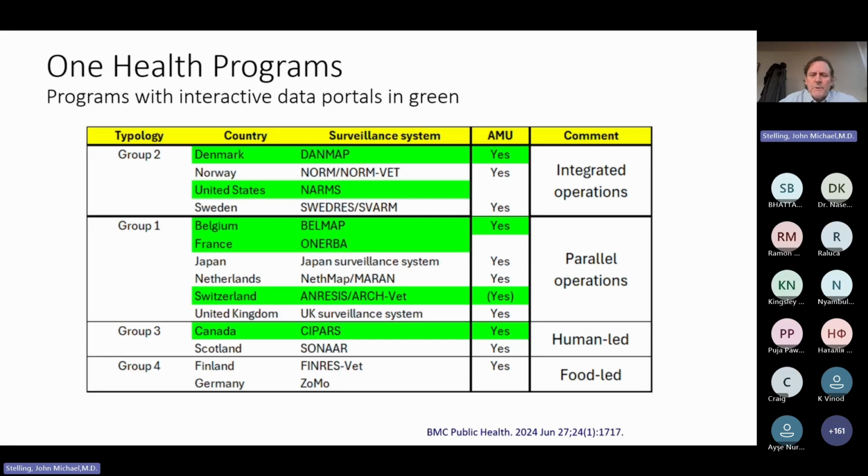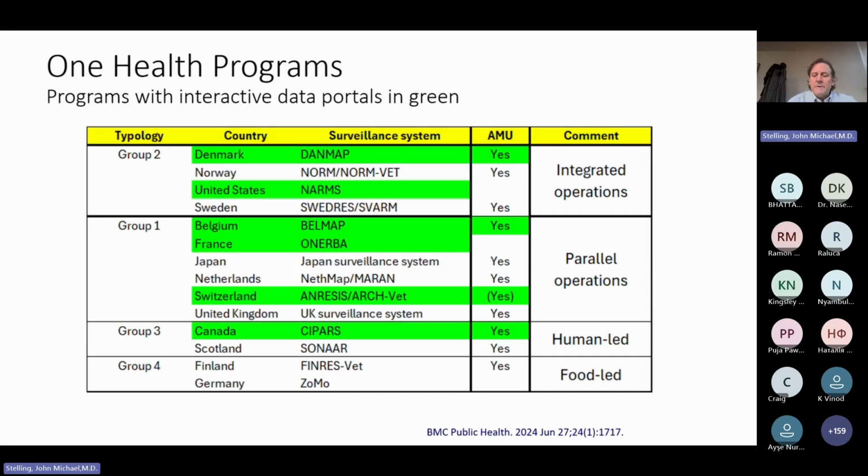Group 2 is each group works separately. You have the human sector, the animal sector, the food sector, maybe the environmental sector. They work independently, but they collaborate at the higher levels. They may share reports, they may share tables, they may share communication strategies. And you see, for example, the Netherlands, the UK system, Japan, France, the Observatoire National, the National Observatory.